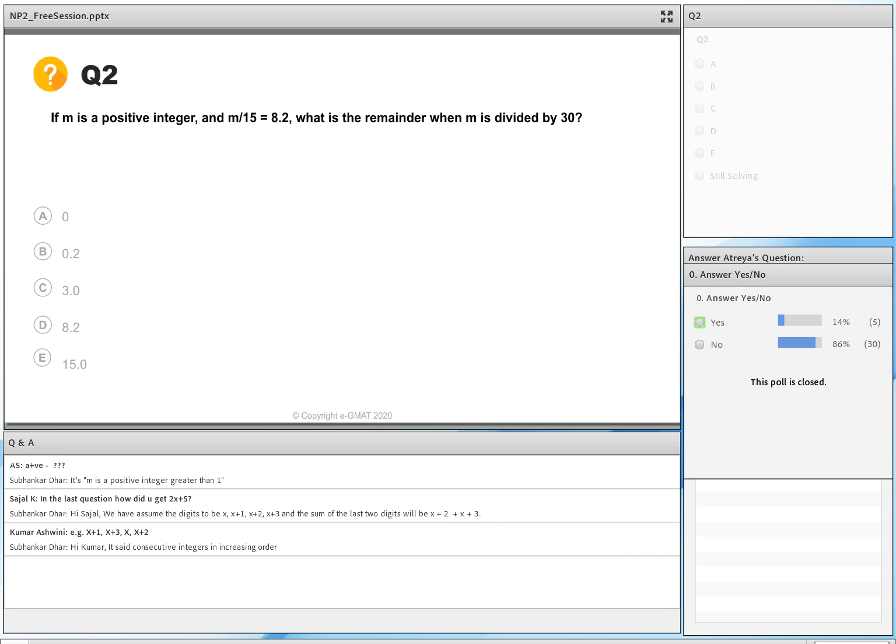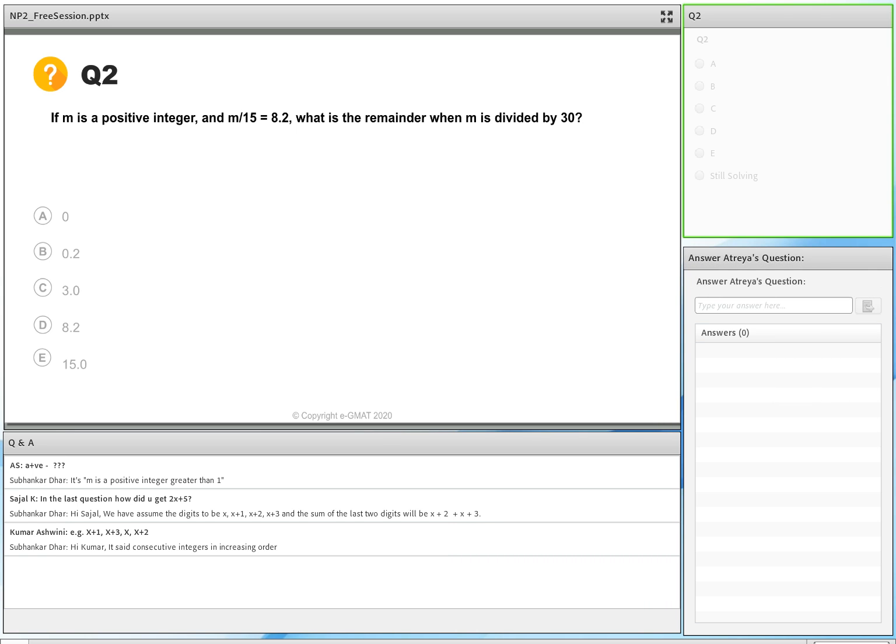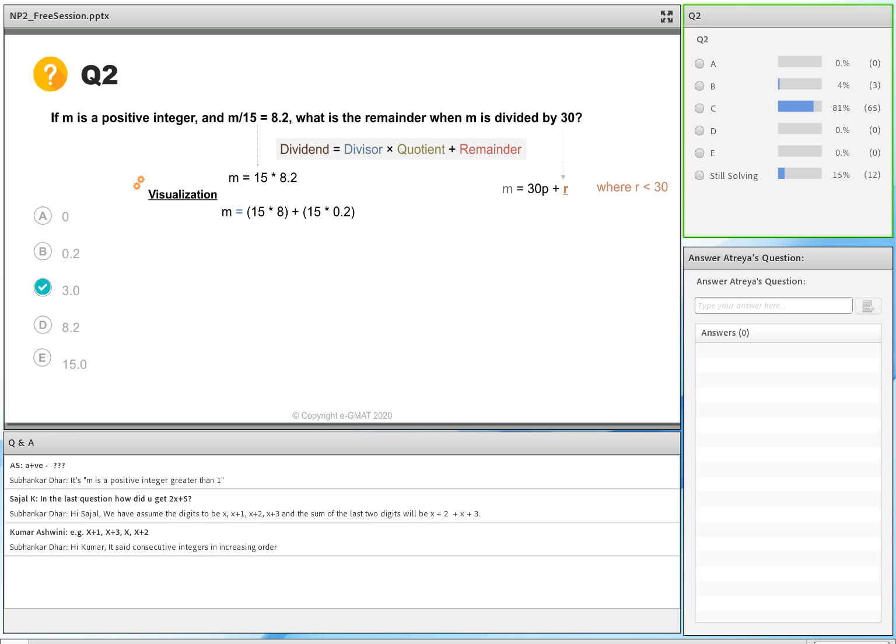So what I'll do is I'll end the poll here, and let me take it to the backstage, and let's solve this question. Now the question tells me that m is a positive integer and m by 15 is equal to 8.2. Similarly, in all the last questions I'll do this as well. Now, let me broadcast the results, and I see 81% of you have marked choice C as the answer. I presume it's absolutely correct, but we need to check that once. All right, yes, it's absolutely correct.